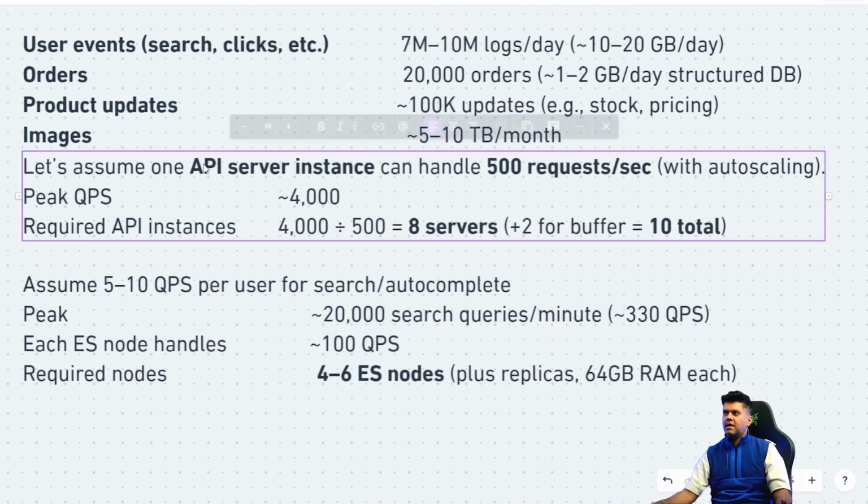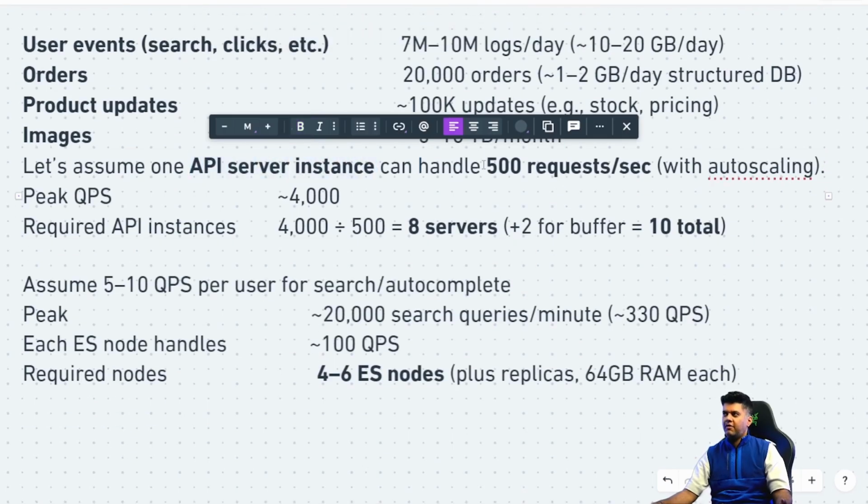So let's assume that one API server instance can handle 500 requests per second with auto scaling, and peak queries per second would be around 4,000. So how many API instances do we need? How many servers do you need? That's the actual real calculation that we want. So that's 4,000 peak queries per second divided by 500, which is what each API server can handle per second. So that's 8 servers required. Well, I'm going to keep plus 2 servers for buffer.